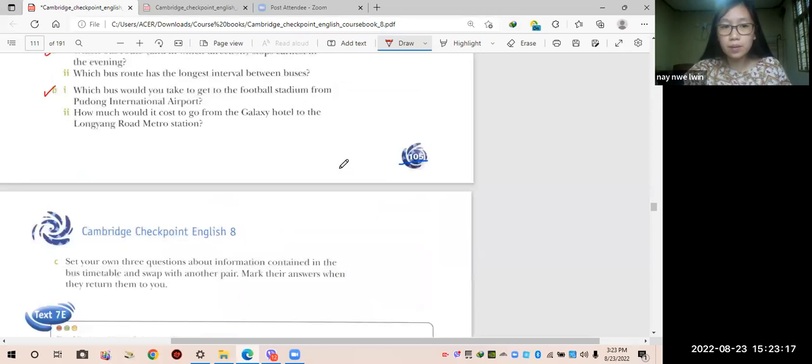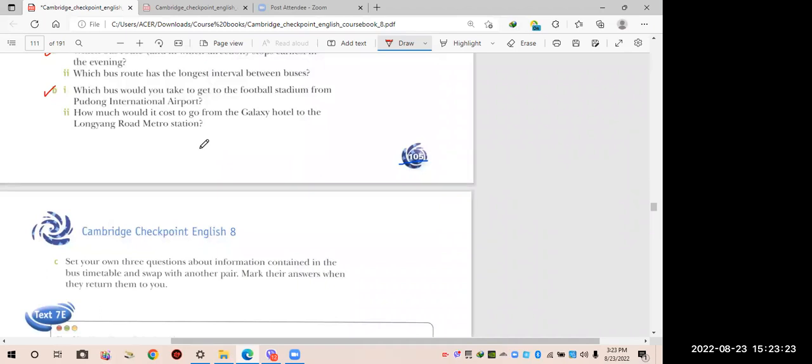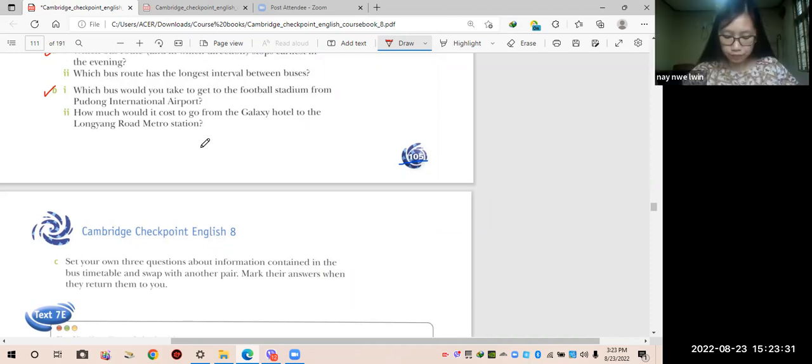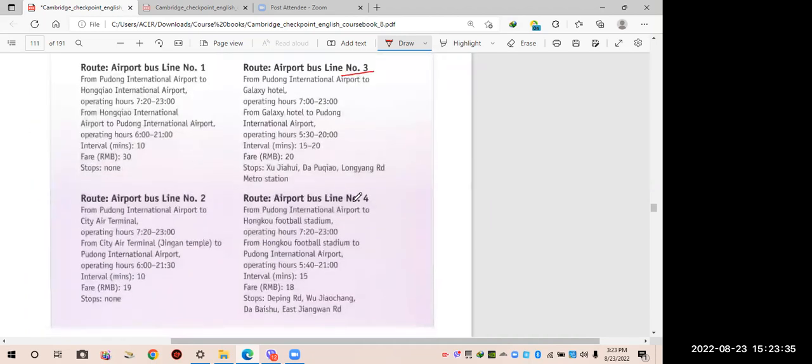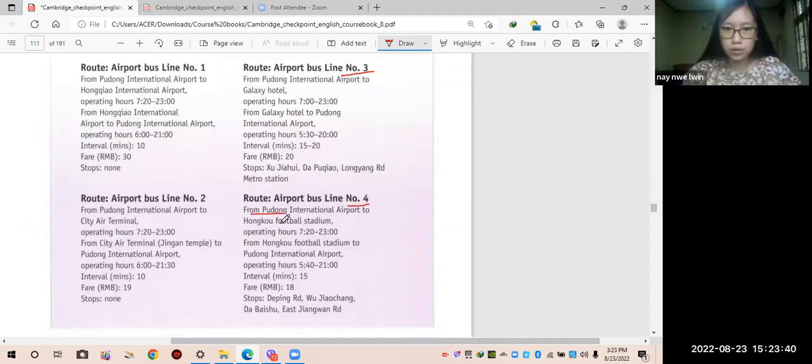And how about number B1? Which bus would you take to get to the football stadium from Pudong International Airport? What is the answer? Line number four, yes, correct. Line number four, right, from Pudong to the football stadium.